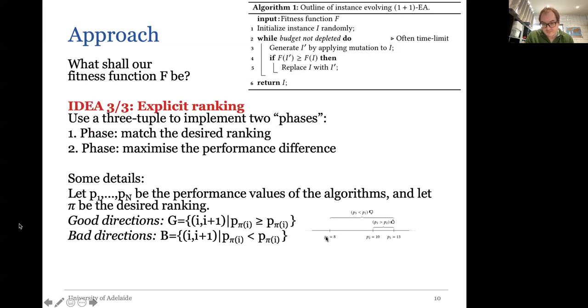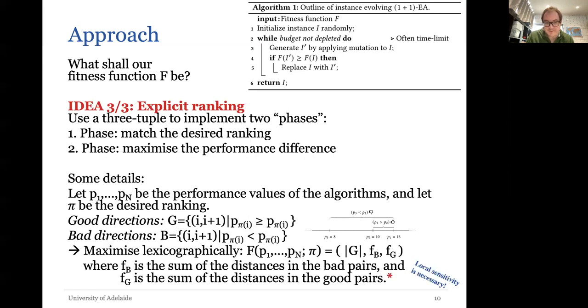Now, with respect to this desired ranking, pi, we calculate the number of good directions and bad directions, so good pairs and bad pairs. So some get a thumbs up, some get a thumbs down with respect to our target permutation. And once we've counted these directions, we maximize lexicographically the 3-tuple that first consists of the number of good directions, and then as components the distances, there's some technical details omitted here, the distances between the bad pairs and distances between the good pairs. This might look unnecessarily complex, but it was actually necessary to achieve local sensitivity.